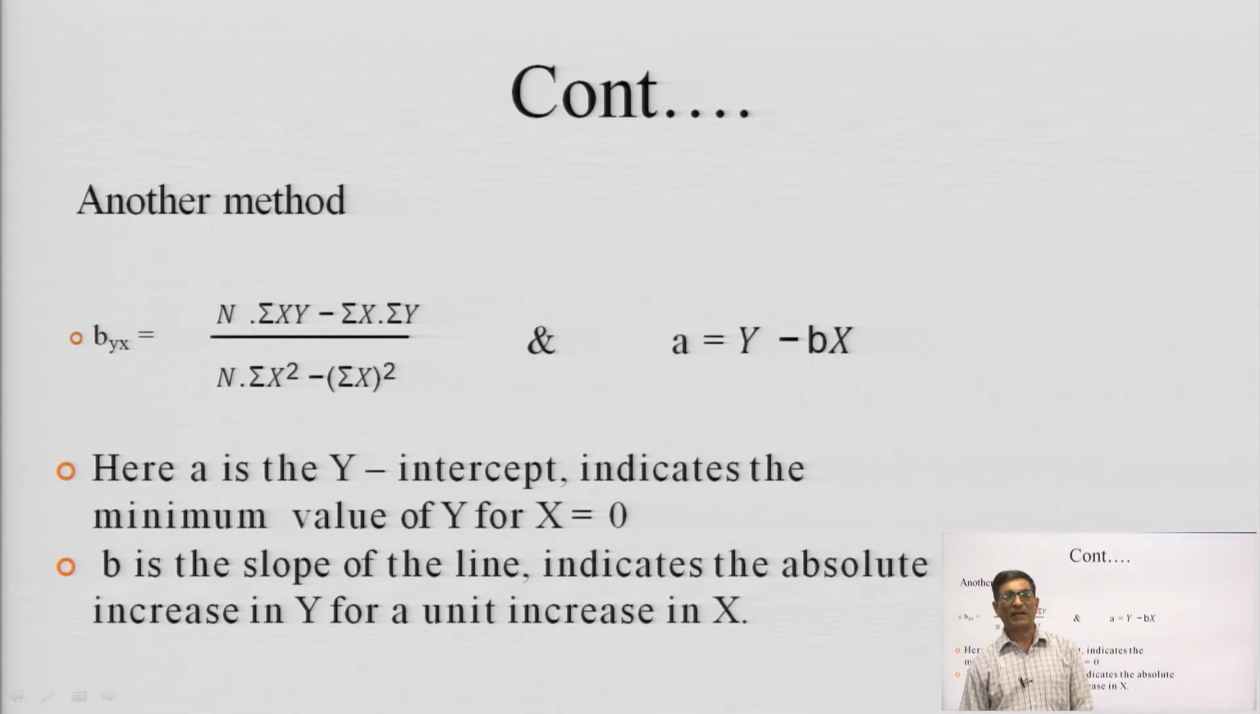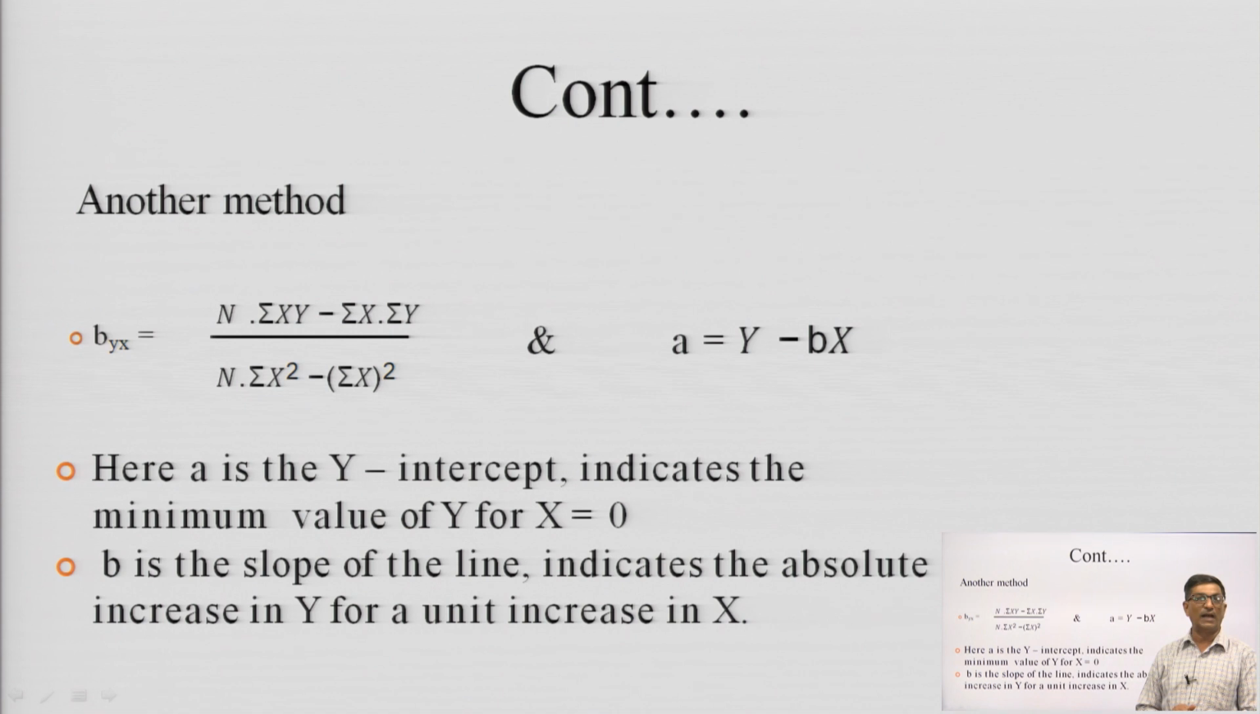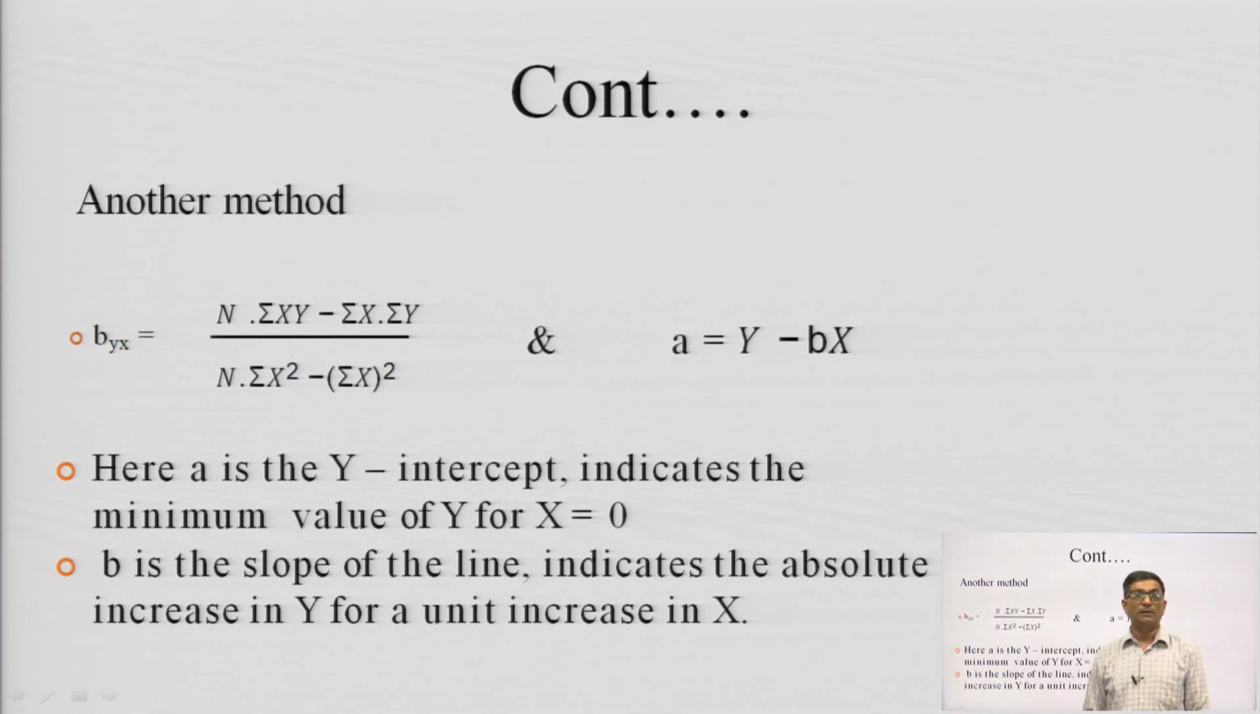We have another method to find the regression coefficient, or the value of b and a, with the help of this formula. The regression coefficient of y on x, b y x, is equal to n summation x y minus summation x into summation y, upon n into summation x square minus summation x whole square, and the value of a is calculated by y bar minus b x bar.